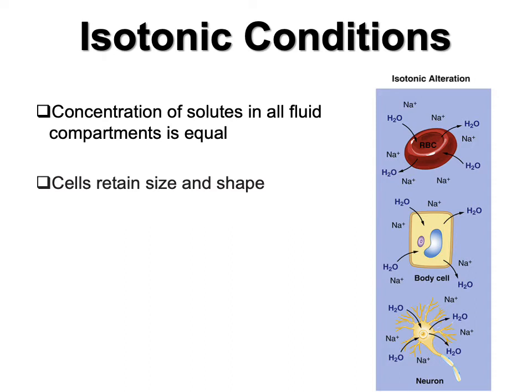So an isotonic condition is where the concentration of solutes to water is the same in the extracellular fluid of blood vessels, or blood, the interstitial fluid surrounding the cell, and the cytosol inside the cell, meaning all three compartments have the same ratio of solutes to water. Under normal, healthy conditions with normal body fluid levels, all three compartments should have an equal distribution of solutes to water. In isotonic conditions, cells retain their normal size and shape as water will just flow in and out of the cells in equal amounts.